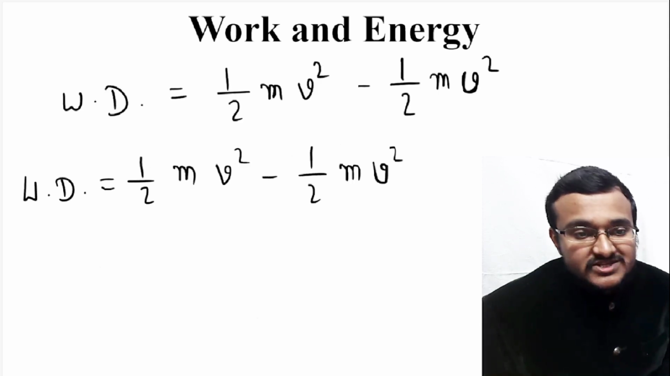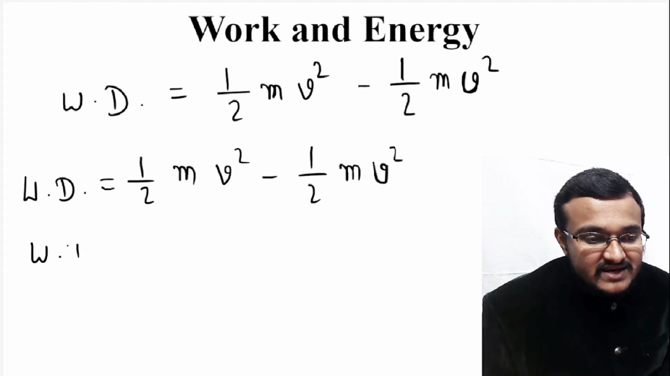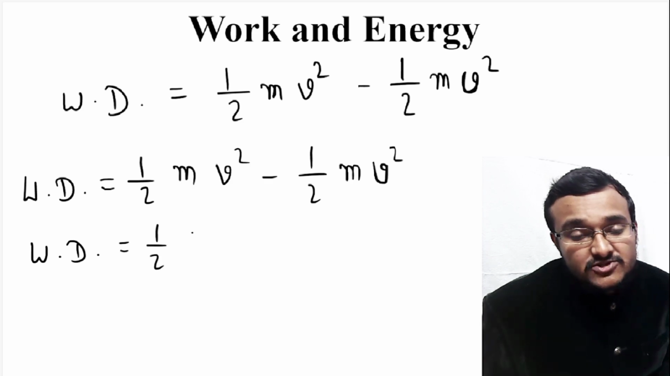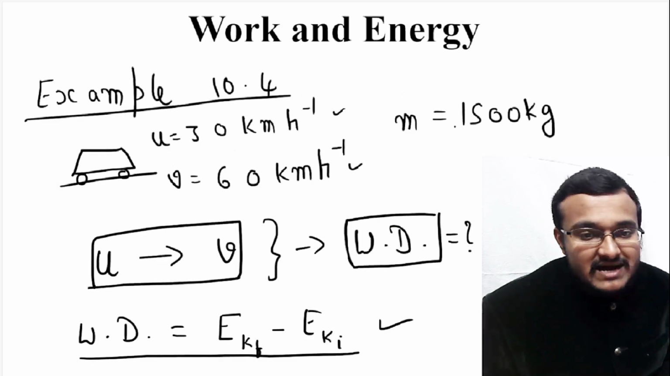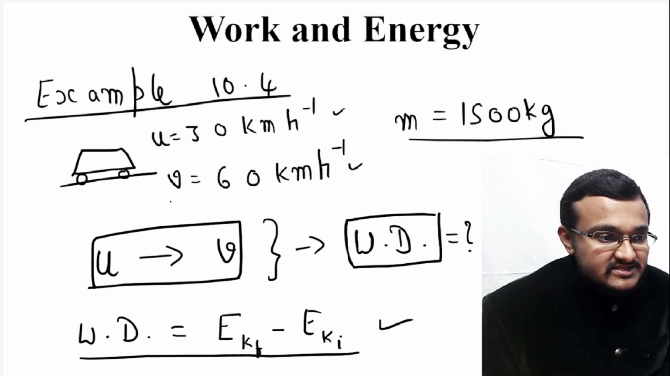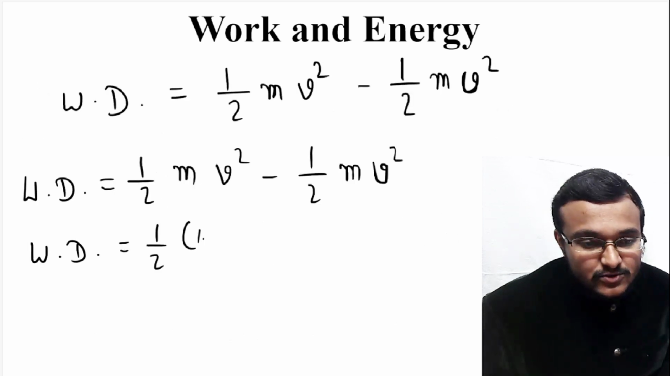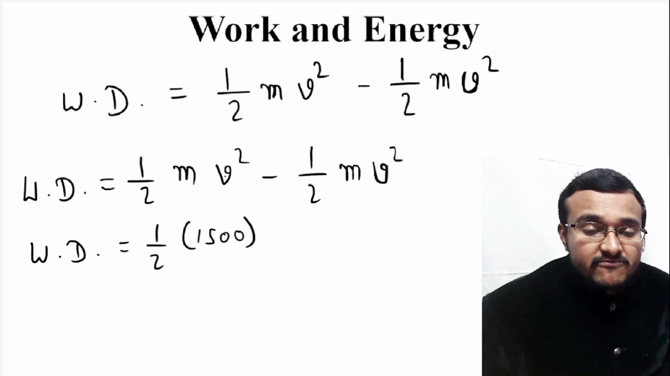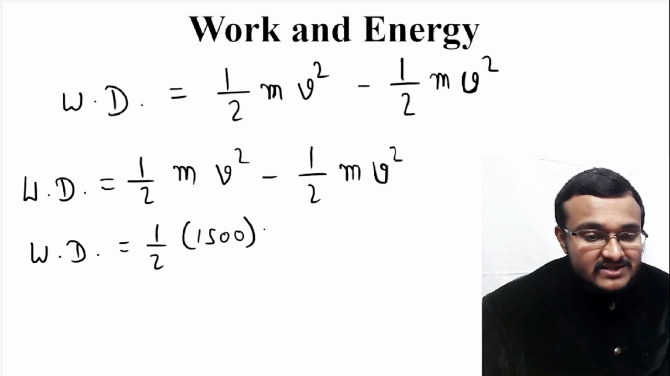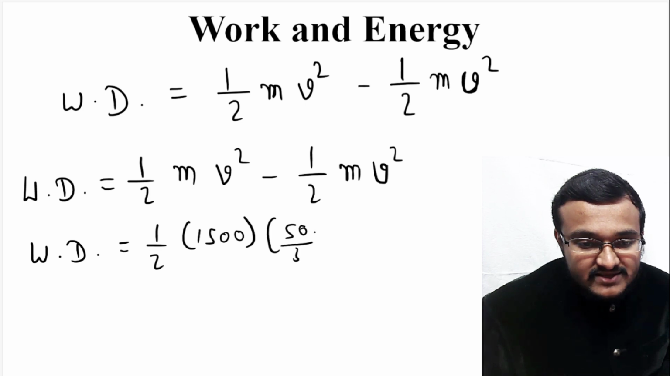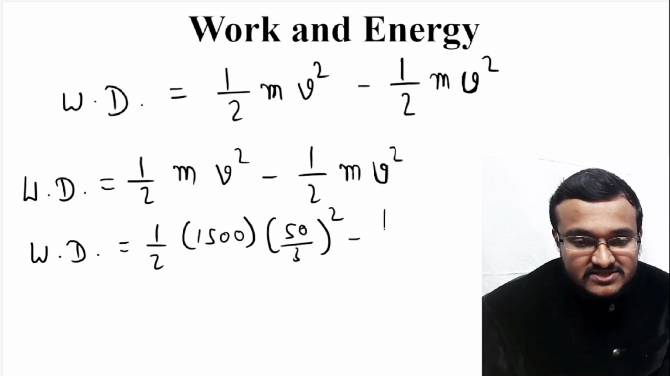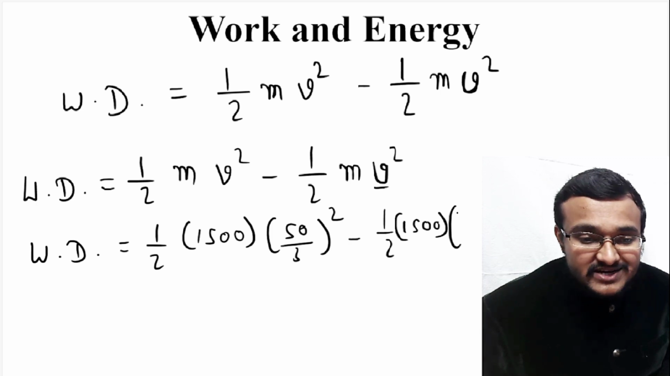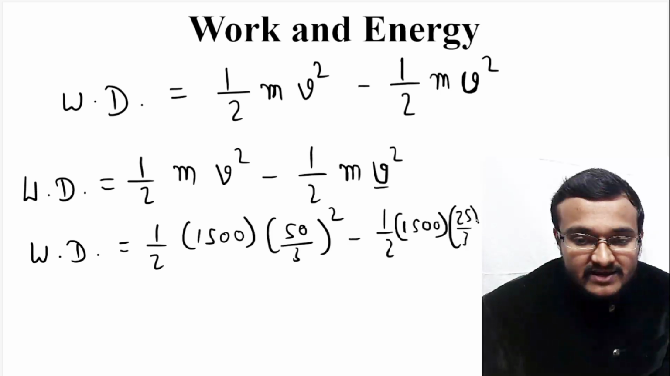So now we can go to this formula, work done is equal to half mv square minus half mu square. So work done is equal to half, in the place of m you can take this mass. So mass they have given as 1500 kg. So now in the place of m you can substitute that 1500. In the place of v, that is the final speed, you got that as 50 by 3. So 50 by 3 whole square will be there, minus 1 by 2. In the place of mass you can take 1500 into, in the place of initial speed you can take the initial speed value, that is 25 by 3 whole square.